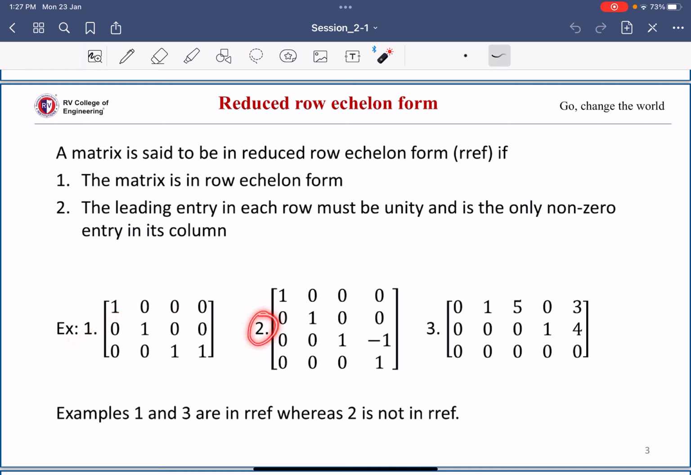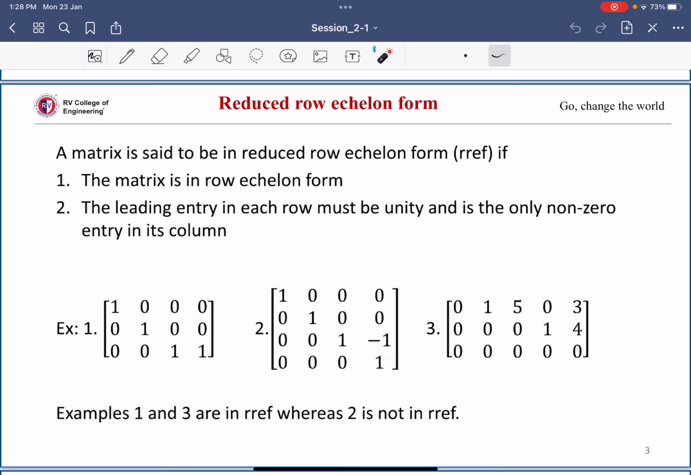Coming to the second example, the leading entry in each row is 1, which is true. All the entries above and below the leading entry must be zeros. So let us check that. Below this leading entry it's zeros, and above and below it's also 0. Whereas here we have a non-zero element -1 above the leading entry 1.